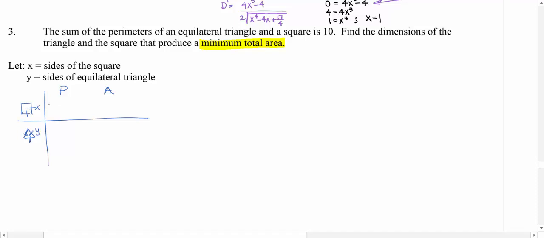So the perimeter of that square would be 4x, and hopefully the area of that square being x squared is not a stretch. But this is something that I'm not sure that we are familiar with, the area of this equilateral triangle. So the perimeter of this equilateral triangle, not a big deal, 3y, but I'm not sure that we remember the area. So this is square root of 3 over 4 y squared.